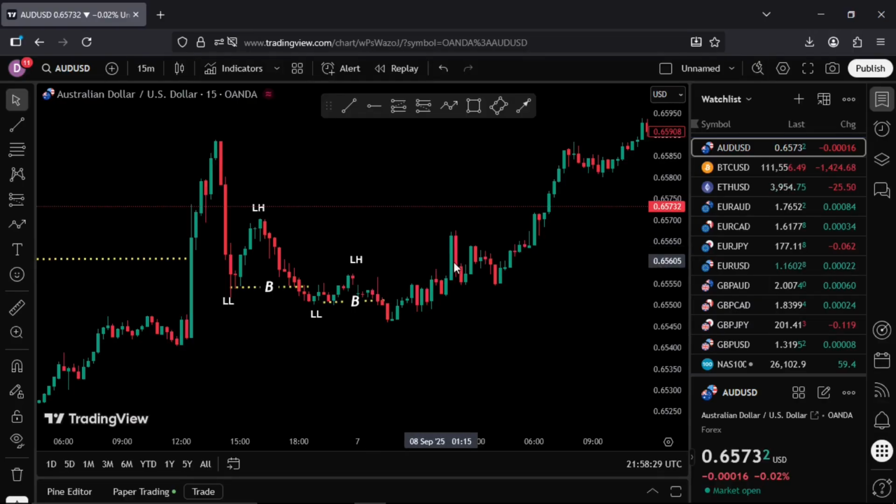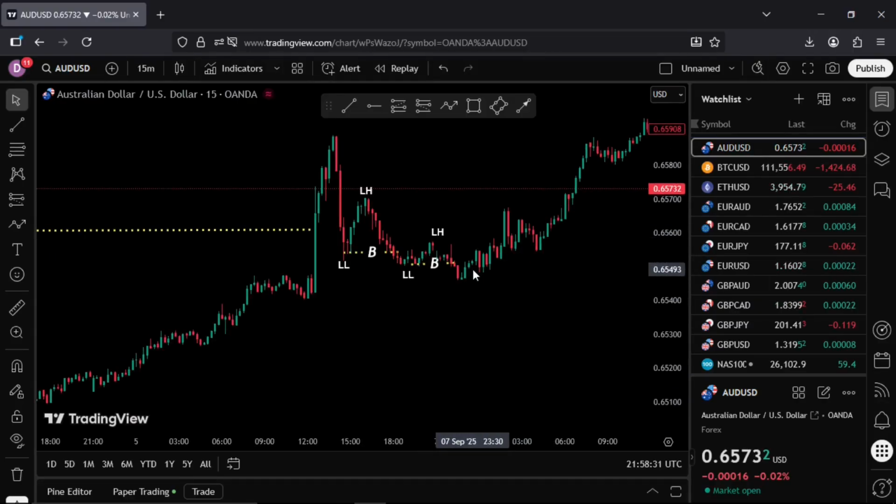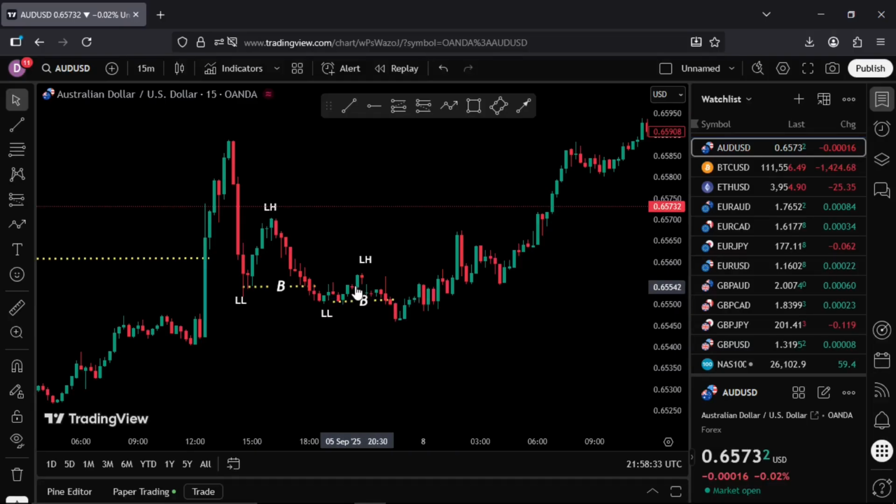Now the next step is to look for a break of the lower high. The strategy says step 4, look for a break of a high or low. Since this is a buy setup, we want to look for a break of a lower high. Before I do that, let me show you something. Let me delete this. Hope you memorize this.